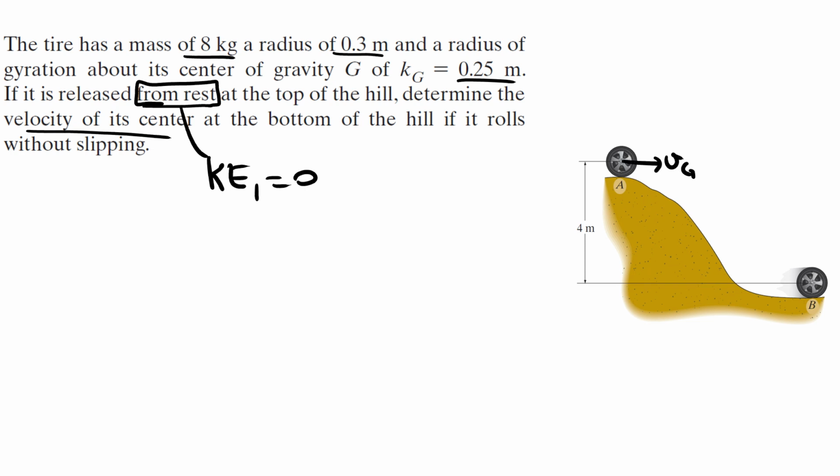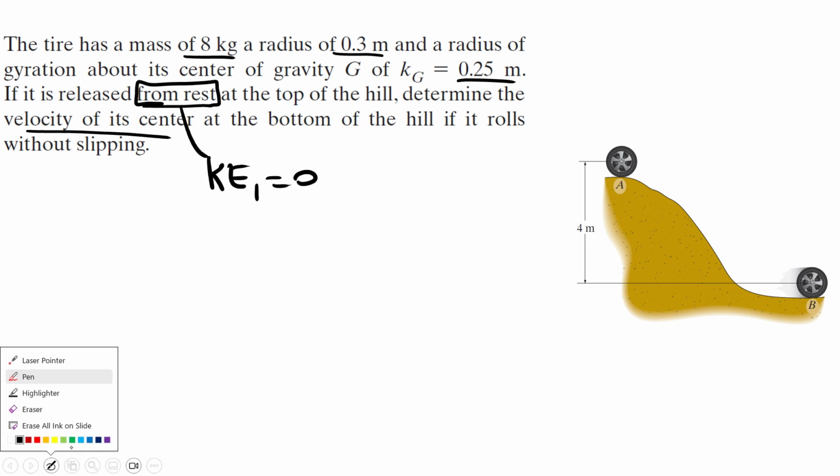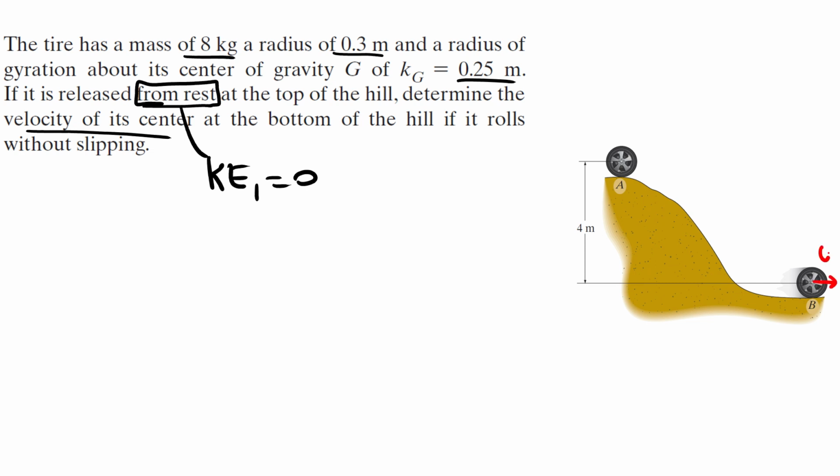So Vg at the bottom of the hill. So here, what is that Vg? That's the question. So let me show it correctly because at top it is at rest. So Vg here, what's that equal to? So it rolls without slipping.